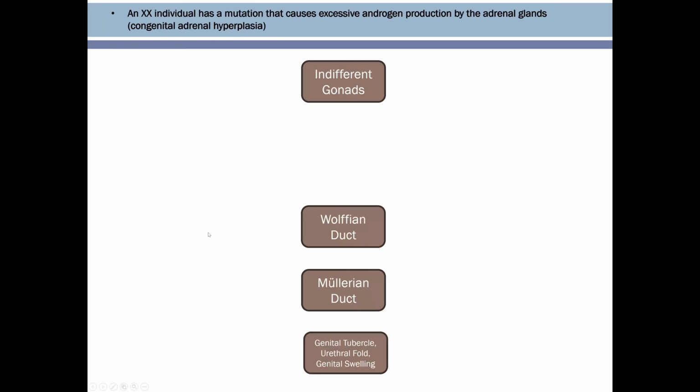Now let's look at our first scenario. What would happen if we have an XX individual that has a mutation that causes excessive androgen production by the adrenal glands? We're XX, which means we don't have an SRY gene because we don't have a Y chromosome. So the gonads will develop into ovaries.